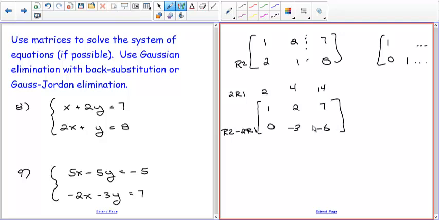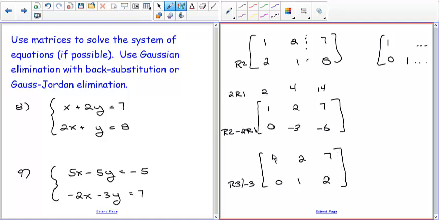So I've got 1, 0. Now I need for this to be a 1. Well, all I have to do here is divide row 3. So I'm going to take row 3, divide by negative 3. So 0 divided by negative 3 is 0. Negative 3 divided by negative 3 is 1. And negative 6 divided by negative 3 is 2.